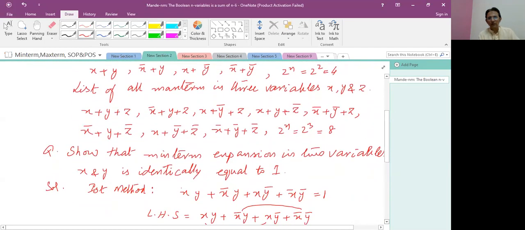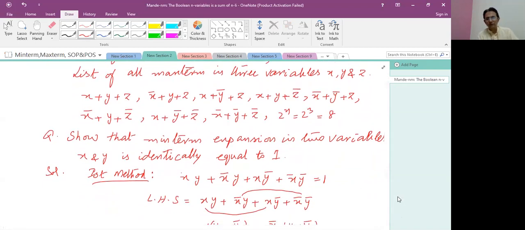Now first we write an application about the minterms. Show that the minterm expansion in two variables x and y is identically equal to 1. So the first method is the algebraic method. The question is xy plus x complement into y plus x into y complement plus x complement y complement, which equals 1.